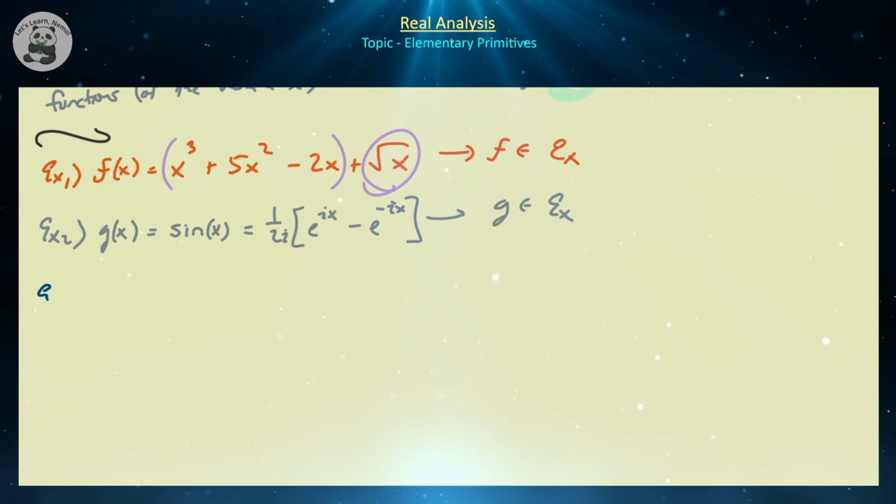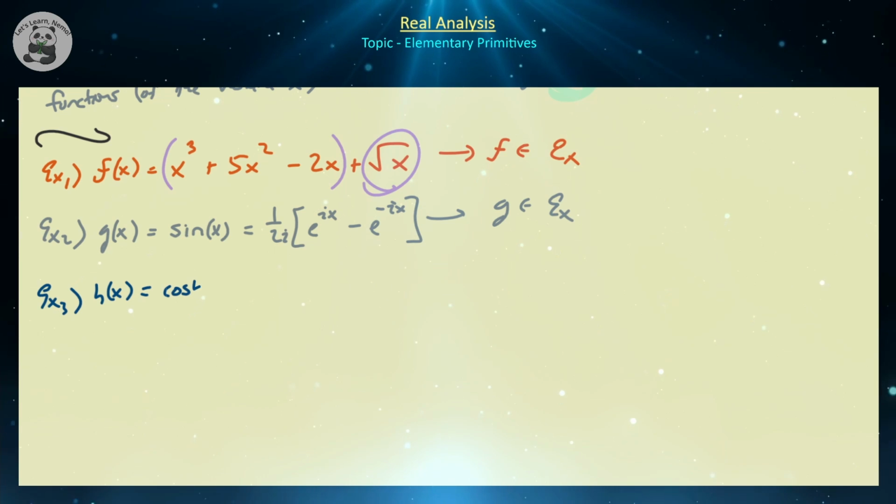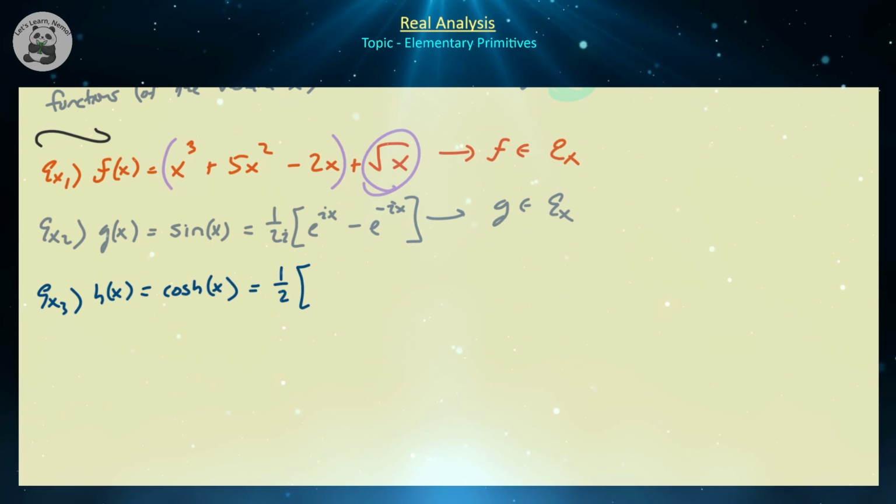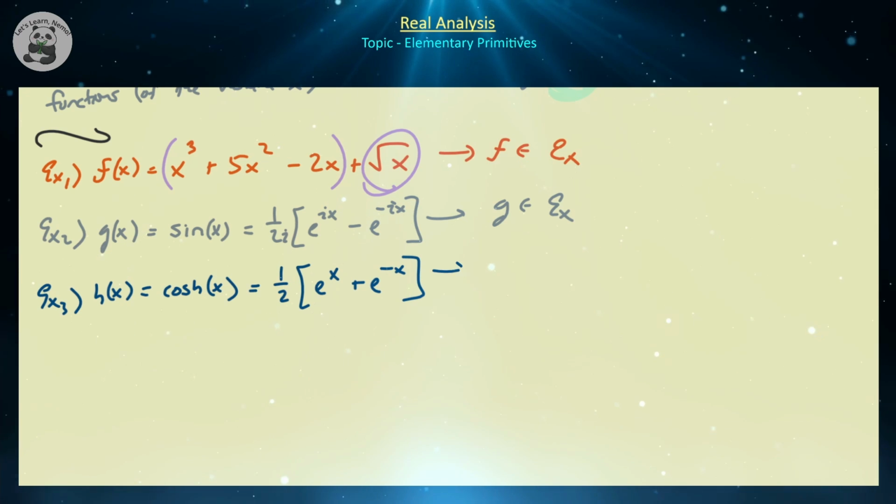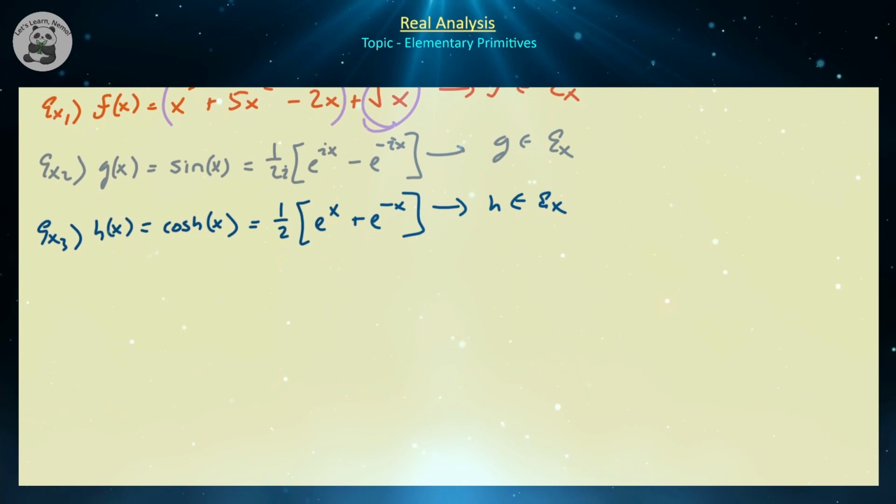Let's look at its counterpart, hyperbolic cosine of x. Similarly, you can represent this as 1/2 (e to the x plus e to the minus x). That's obviously a finite sum of exponential functions, and hence that function is indeed elementary. Now let's make these examples a little bit more curious looking.